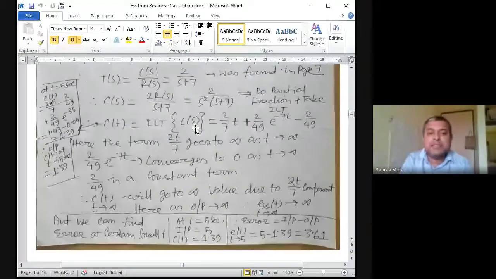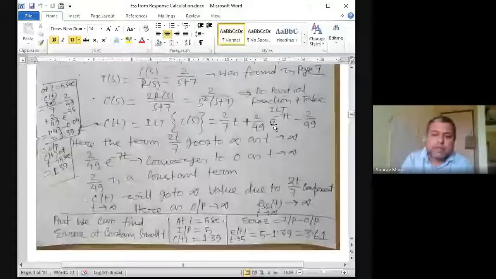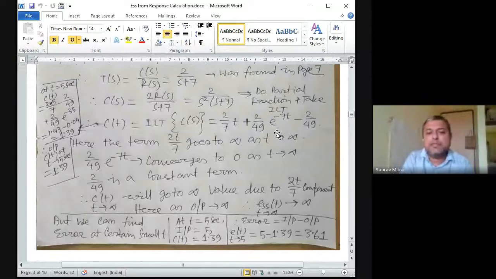At this t minus c(t), you have to take t tends to infinity. So input is t and this is the output. So input minus output at t tends to infinity: t minus 2t by 7 plus 2 by 49 e raised to minus 7t minus 2 by 49. If you do that, you find that there are 3 parts that I have already explained. 2t by 7 goes to infinity at infinity. e raised to minus 7t goes to 0 as t tends to infinity, and 2 by 49 is a constant, a negative term.